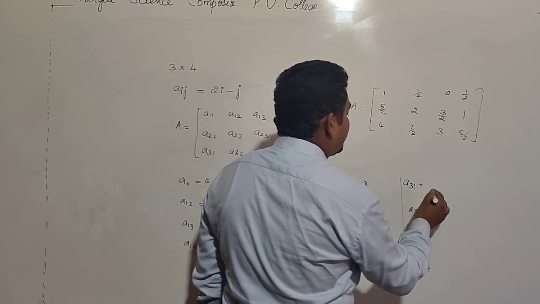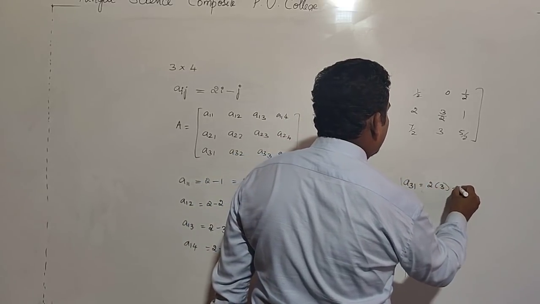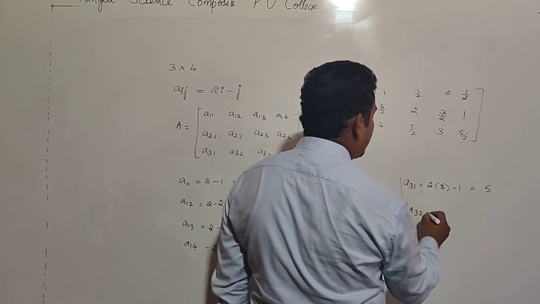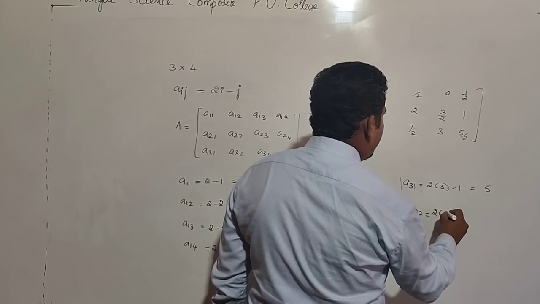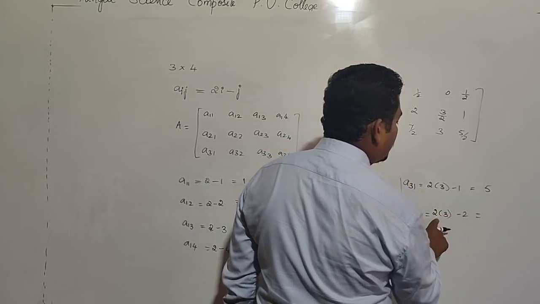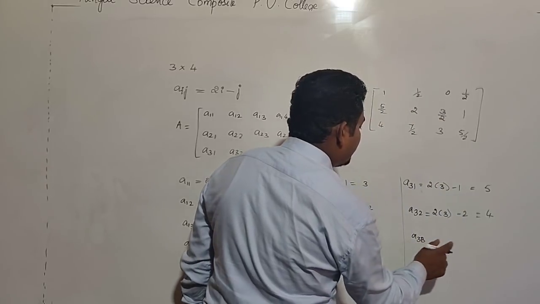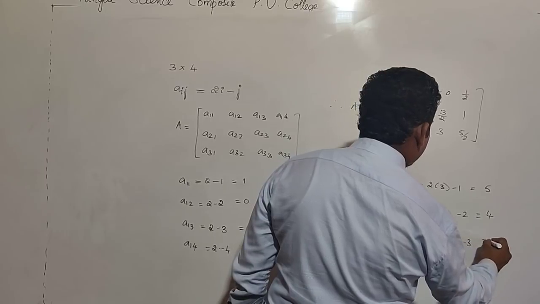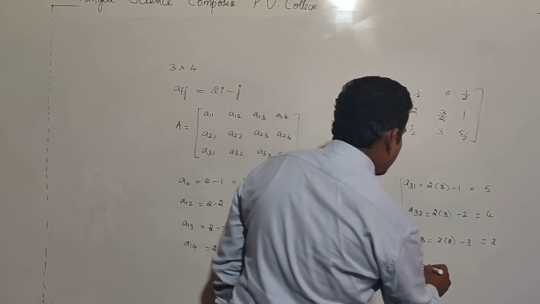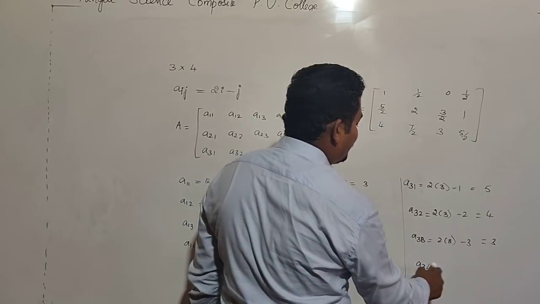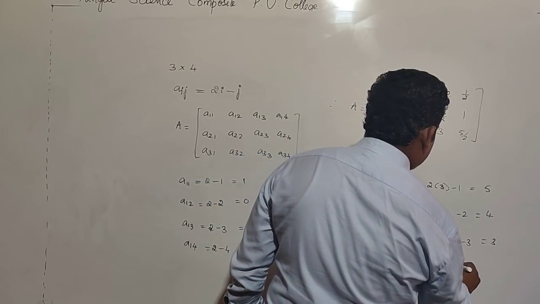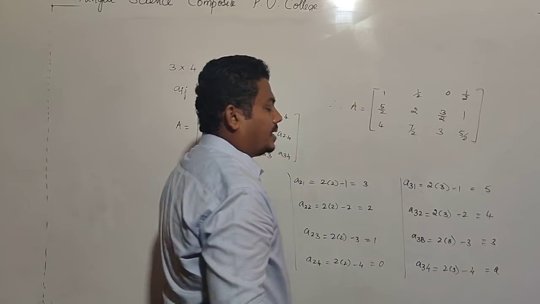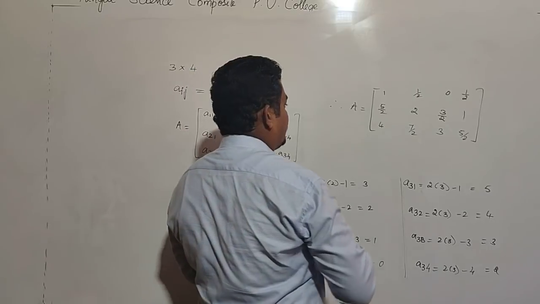Similarly, third row elements. A31. What is A31? 2 into 3 minus 1. It gives 5. Why? Because 6 minus 1. Next A32: 2 into 3 minus 2 gives 6 minus 2 is 4. A33. What is A33? 2 into 3 minus 3. It gives 3. What is A34? A34 is 2 into 3 minus 4. It will be 2. Why? Because 6 minus 4.